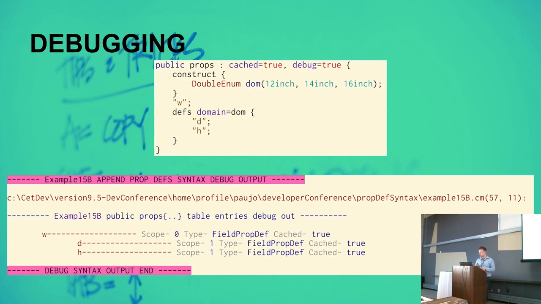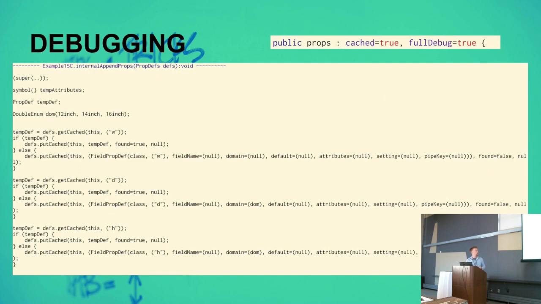But the next one is by far the best debug tool, and that is full debug. This actually dumps out everything that the syntax is actually doing. So at compile time, you throw this in there, you hit compile, and it'll throw this into your compiler. This is what it's going to toss into your method, internal append PropDefs. So there's nothing secret about it. There's no magic to it.